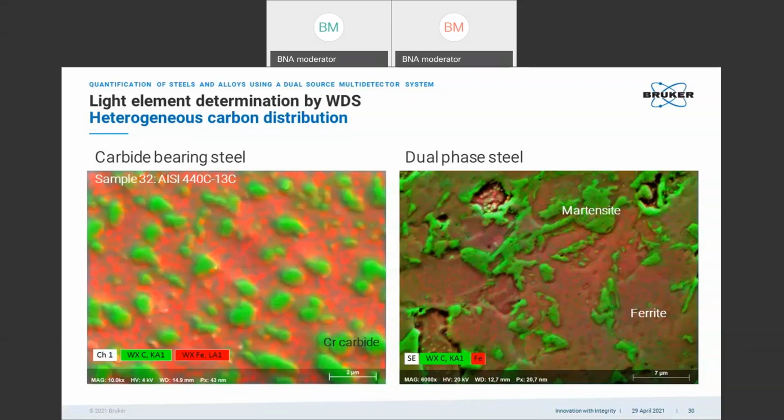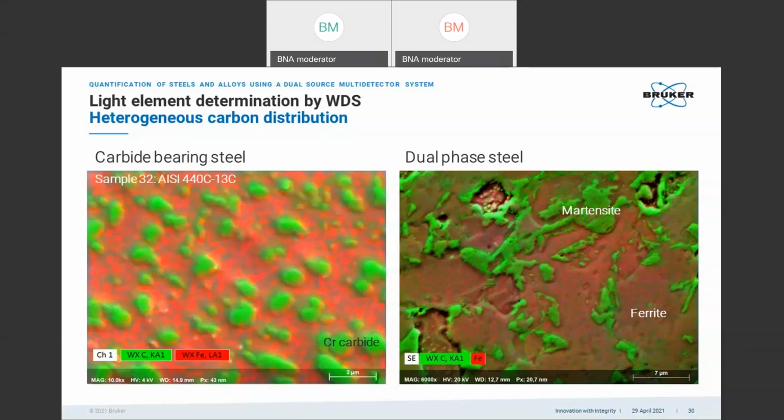And we see here on the left hand side a sample with chromium carbides, the green spots. They are rich in carbon, but also in chromium, and we mapped the carbon here for just something like 5 minutes. We mapped the carbon and the iron in the background, so we see some chromium carbide inclusions in this steel. So WDS is very good also for spatial resolution.